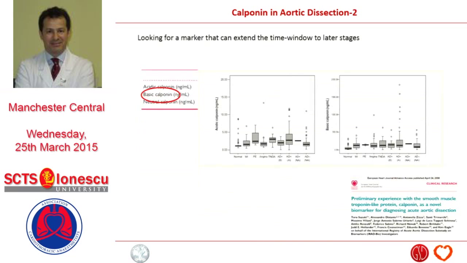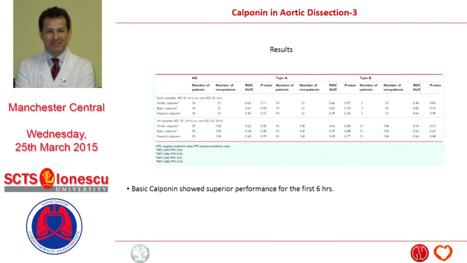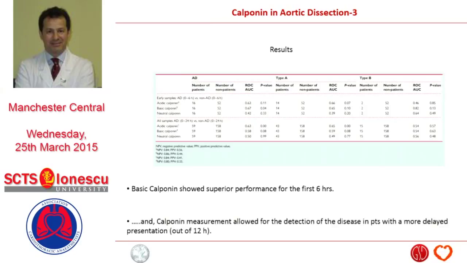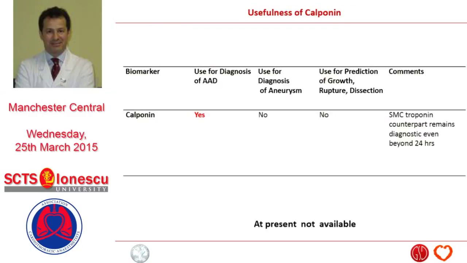But the calponin, in particular the basic calponin, was able to show superior performance within the 6 hours, but most importantly, was able to be detected after a more delayed presentation, for example, after 12 hours and also after 1 day. So if we want to say something useful, the calponin might be used for diagnosis of acute dissection, but at present is not available on the market.